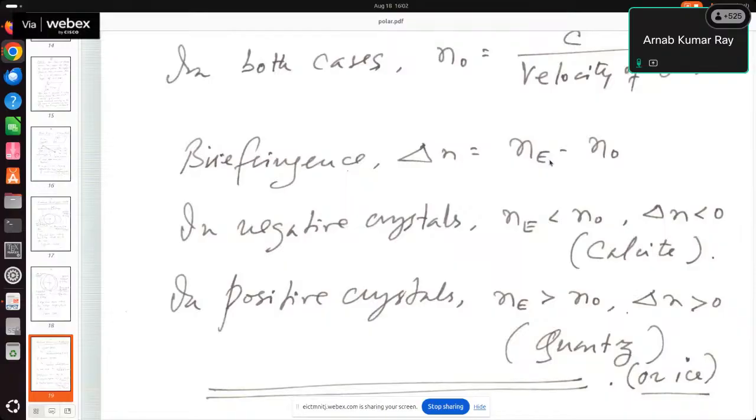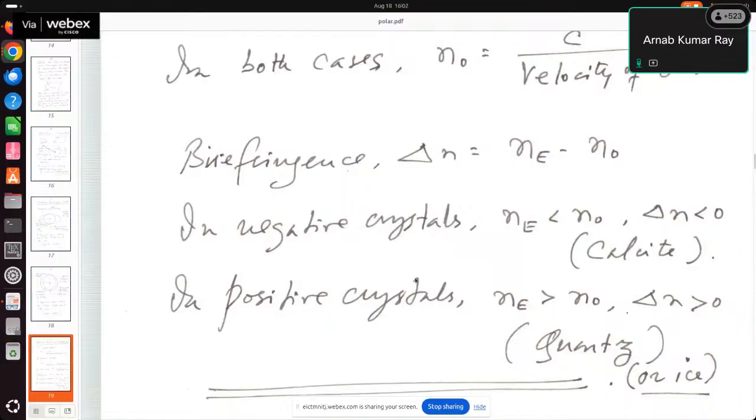And it is the other way around for positive crystals such as quartz. Here, E rays have a lower speed than O rays. Therefore, the refractive index of E rays will be higher than the refractive index for O rays. So that is the idea of negative and positive crystals.